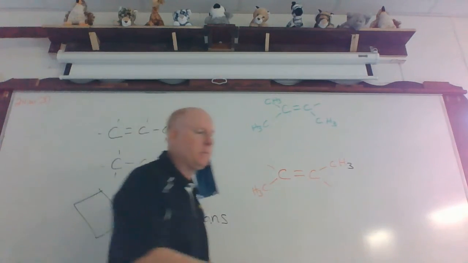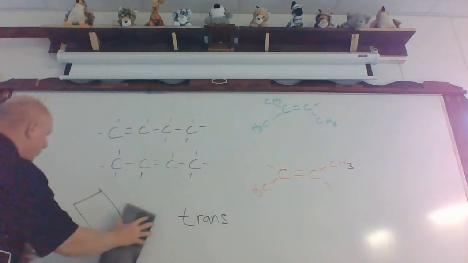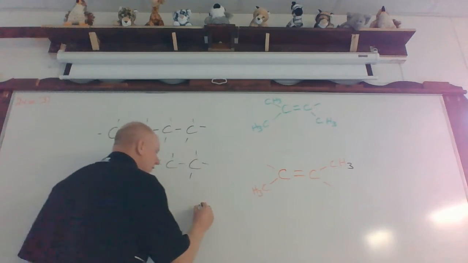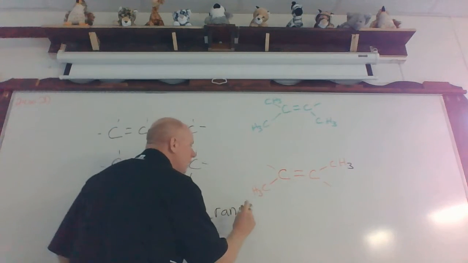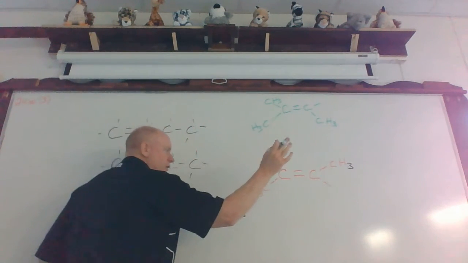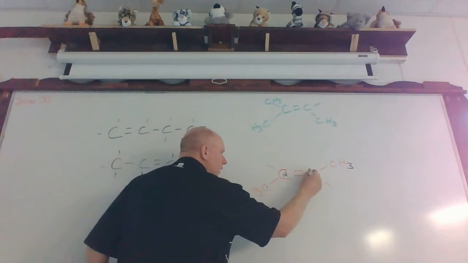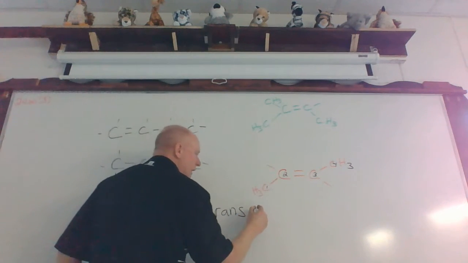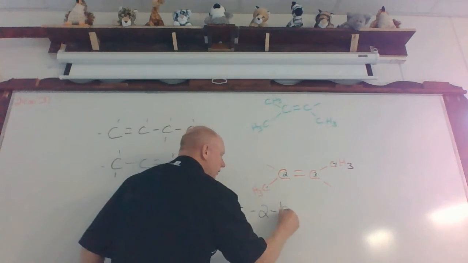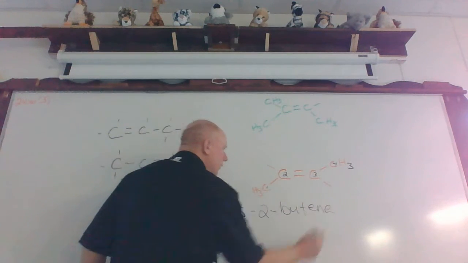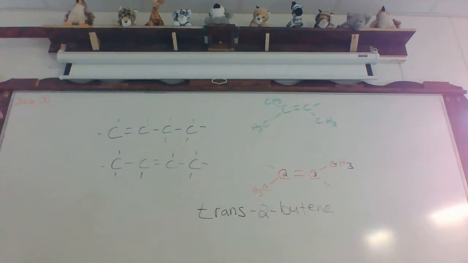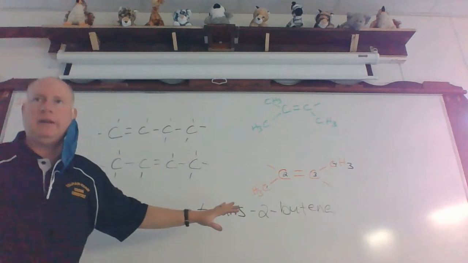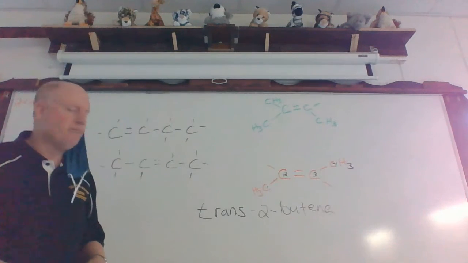All right. Oh, we didn't finish naming it, did we? So trans. Okay. And it doesn't matter which direction you go. We got 1, 2, 3, and 4. It would be the same as going back this direction. Trans-2-butene. Okay. Again, it's the shape of that compound that would tell you that. Okay. All right.